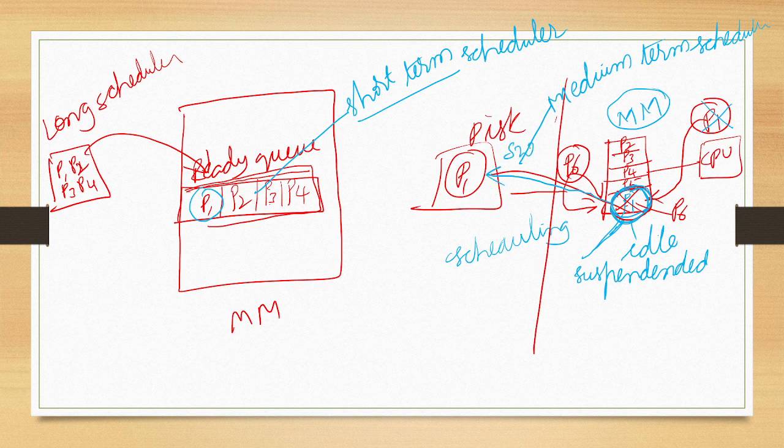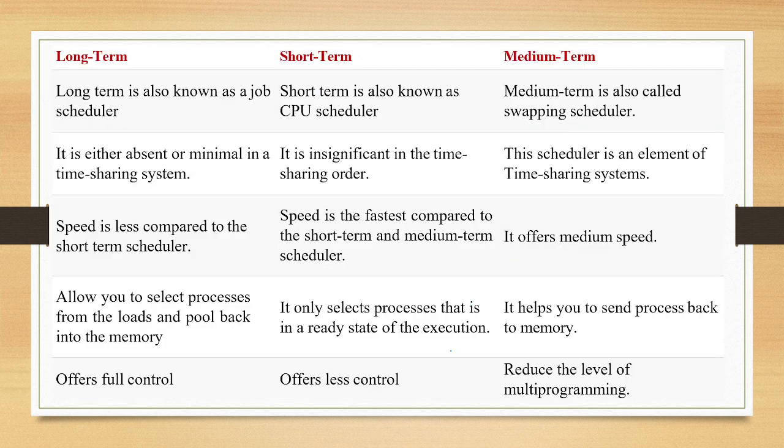This is called swap out, and it is bringing the new process. Here we are bringing P6, that is called swap in. Moving P1 out is swap out and bringing P6 in is swap in. This is done by the medium-term scheduler.